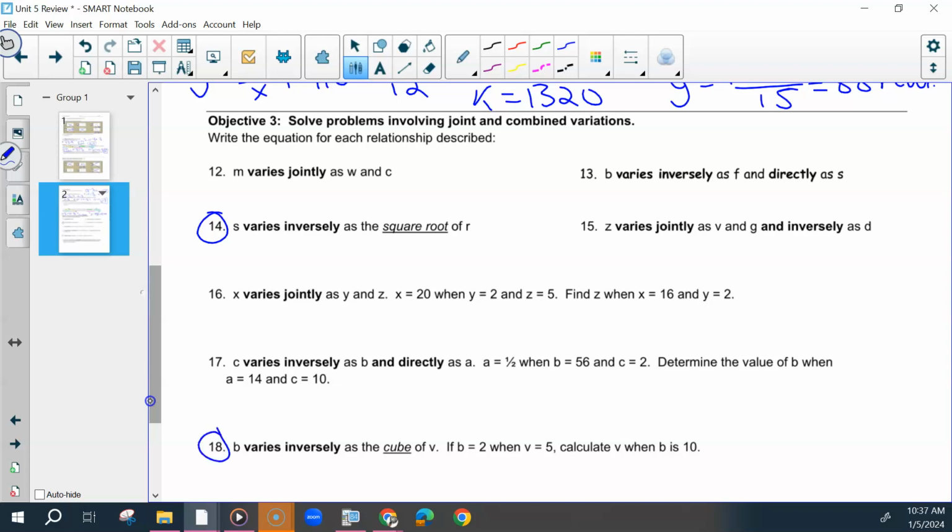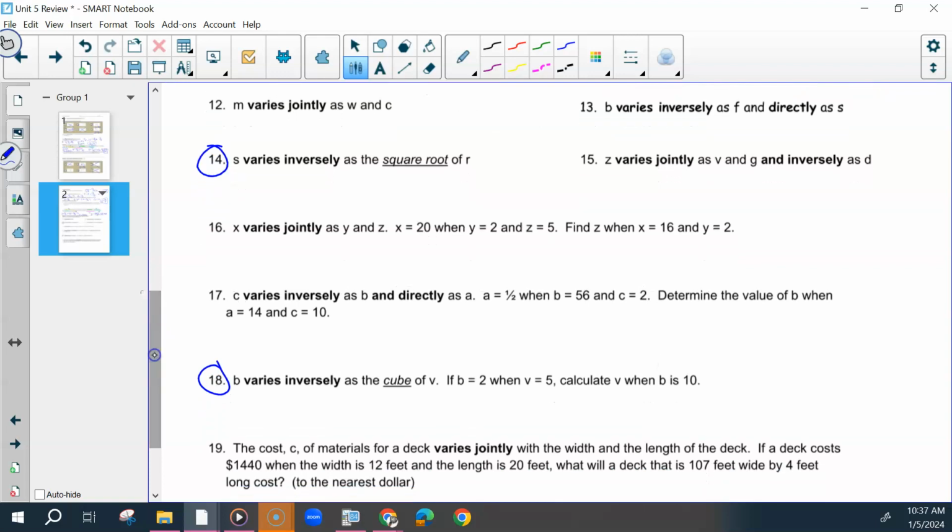So 12 through 15 are just asking you to write the equation. So this is your joint and combine. It could be one thing, it could be a mixture of both things. S varies inversely as the square root of r. So we have different variables, and we know it's inversely. Remember that anytime you see inversely, you're dividing. S is like your y, r is like your x.